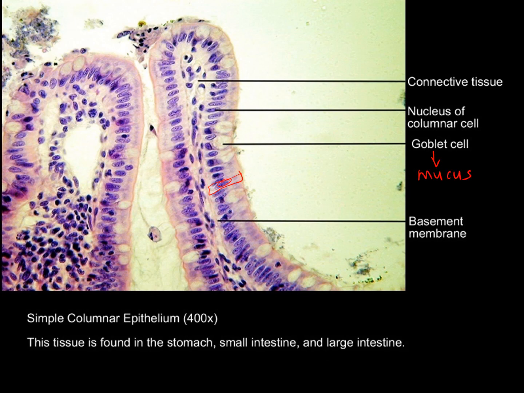So this particular set of tissues has a bunch of goblet cells. They're all scattered throughout here. Okay, and you may think, well, why in the world do we need mucus in our digestive tract? It has to do with lubricating the passage of food or protecting the lining. So it depends on which organ we're talking about.